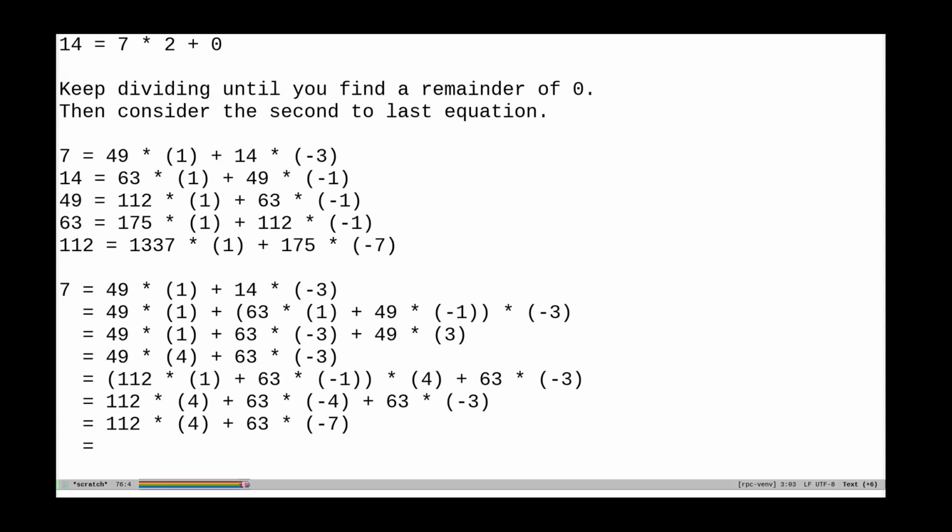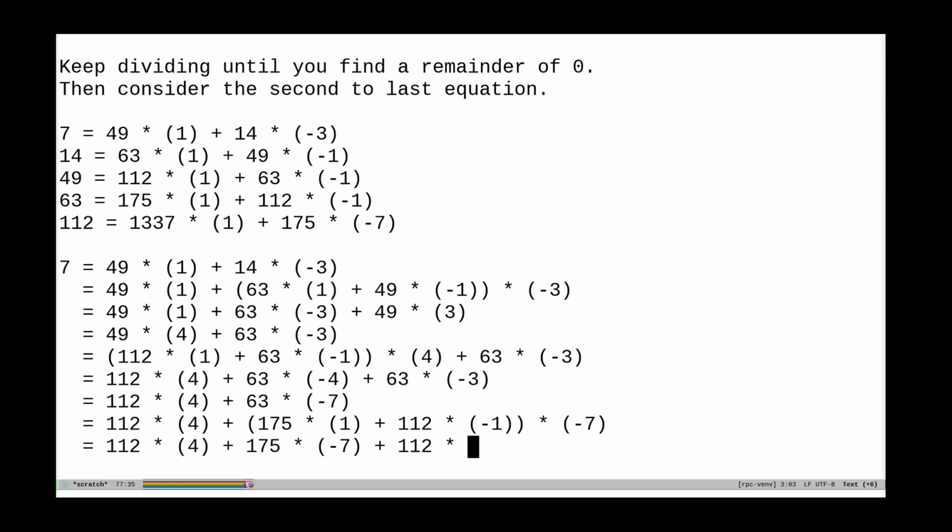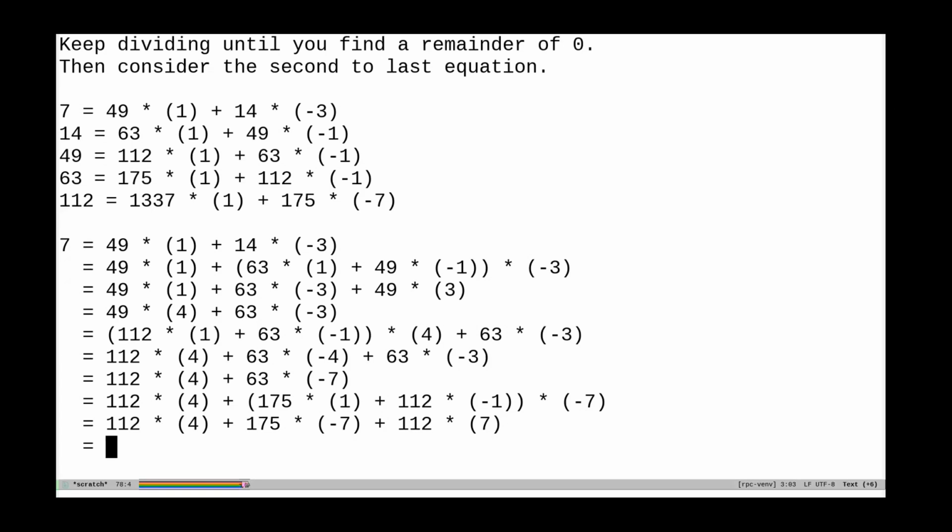Now I rewrite the 63. We are almost there, it's almost done. This suffering. So we write this times minus 7. So once again, I rewrite this first part, and for this second part I do 175 times 1 times minus 7, that's minus 7, plus 112 times minus 1 times minus 7, that's 7. And then I have 4 plus 7, that's 11. So 112 times 11.